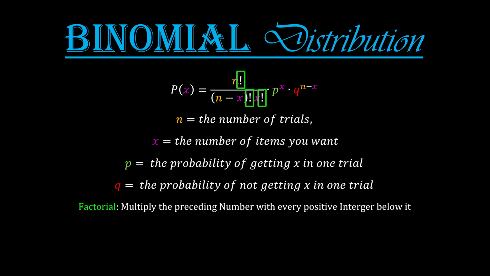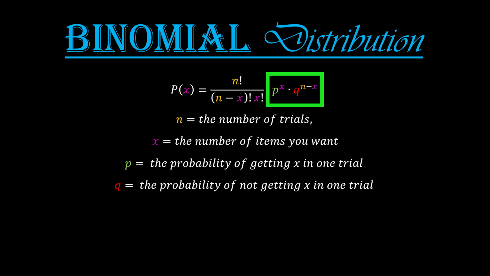This exclamation point means factorial, and it tells us to take the number in front of it and multiply it by all the positive integers below. For example, if we are given 4 factorial, then it is equal to 4 times 3 times 2 times 1. If we are given 7 factorial, then we multiply 7 times 6 times 5 times 4 times 3 times 2 times 1. One special factorial that you must know is 0 factorial. 0 factorial is equal to 1, and so is 1 factorial.